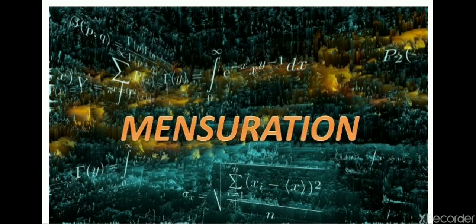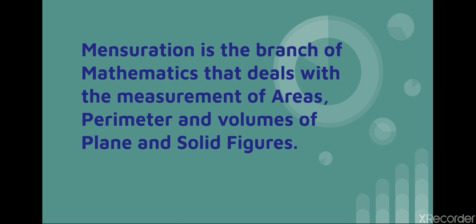Hello students, this is chapter 11 of class 8, mensuration. Today you are going to learn the basic concepts of mensuration. So what is mensuration? Mensuration is the branch of mathematics that deals with the measurement of areas, perimeters and volumes of plane and solid figures.